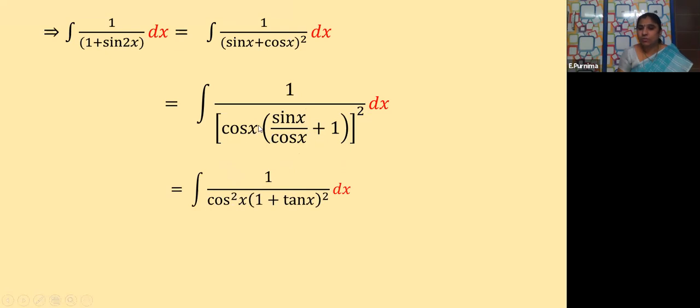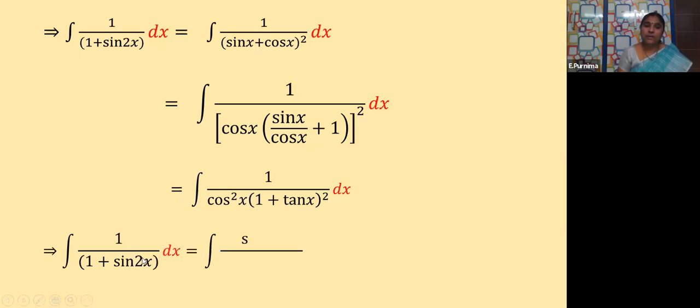I am separating the two terms here, children. It is like (a into b) whole square is nothing but a square into b square. As it is like that, I am writing here: cos x whole square is cos square x, and (1 plus tan x) whole square. Now 1 by cos square x is what here? Secant square x, because cos is reciprocal to secant. So integral of 1 by 1 plus sin 2x dx is equal to secant square x by (1 plus tan x) whole square into dx.